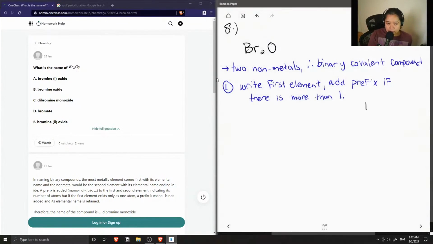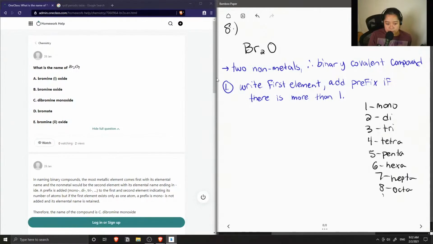So when we have one, the prefix is mono, 2 is di, 3 is tri, 4 is tetra, 5 is penta, 6 is hexa, 7 is hept, 8 is octa, 9 is nona, and 10 is deca.